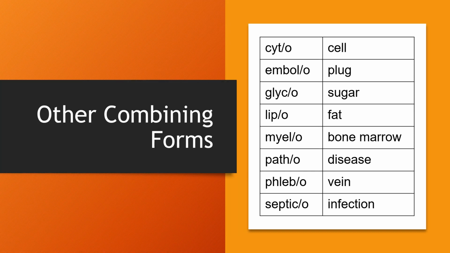These combining forms are not specific to hematology, but are also used for building and defining hematology terms. Cyto, cell. Embolo, plug. Glyco, sugar. Lipo, fat. Myelo, bone marrow. Patho, disease. Phlebo, vein, and septic, infection.